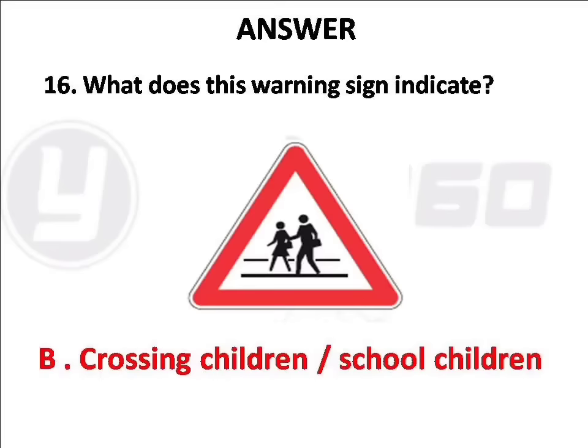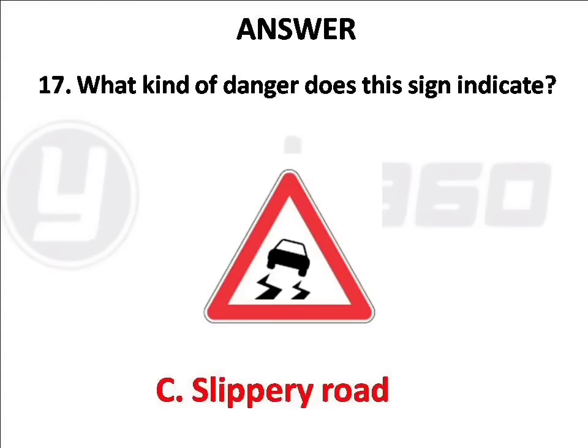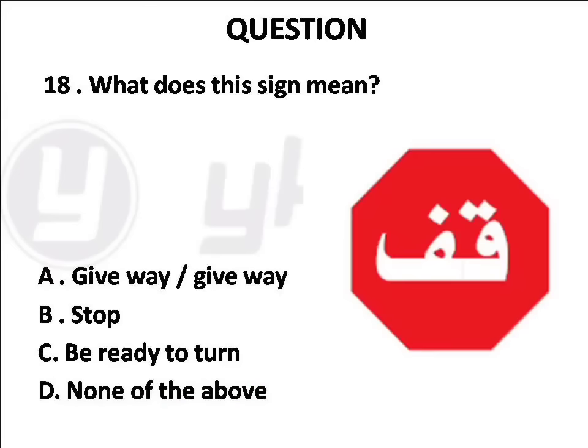Question number 17. What kind of danger does this sign indicate? The options are A. Turn left, B. Double turn, C. Slippery road, D. Turn right. Answer is option C. Slippery road. Question number 18. What does this sign mean?